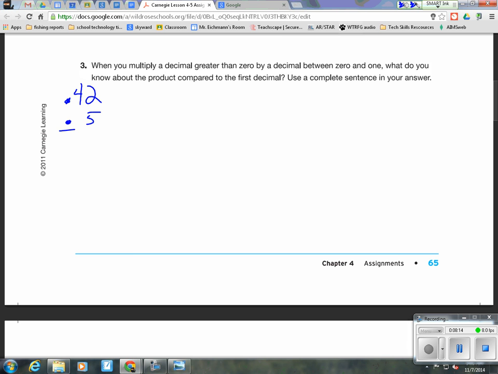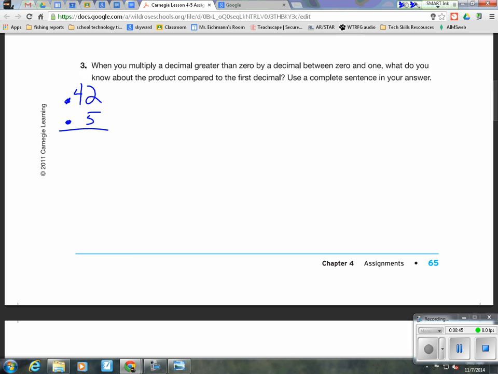Yeah. Make a prediction. Is my product going to be greater than or less than 0.42? It's a prediction. You can't be wrong on a prediction. Well, I guess you could. But it's your prediction. And then we have to see. You think it's going to be less? Okay. Let's find out.